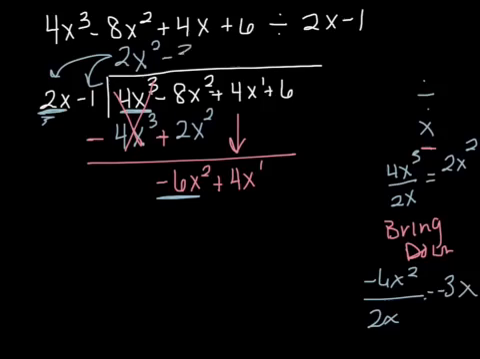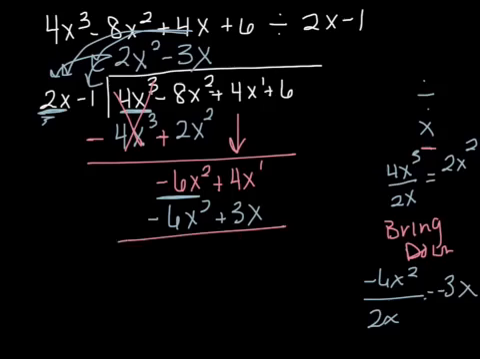So I'll put negative 3x on the top, and I'll distribute. Negative 6x squared. Negative times a negative is a positive 3x. I'm going to subtract, and that means I change the sign of each. That will cancel, and I'm left with 1x. Then I bring down.